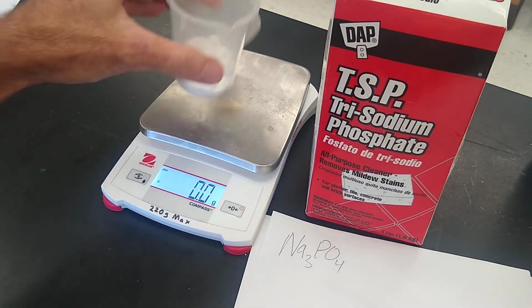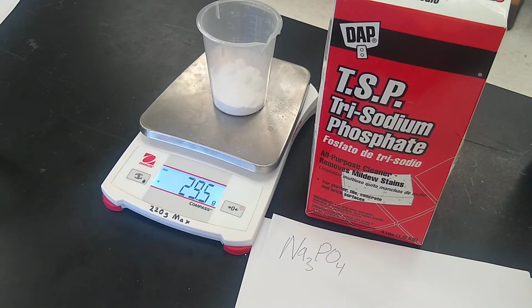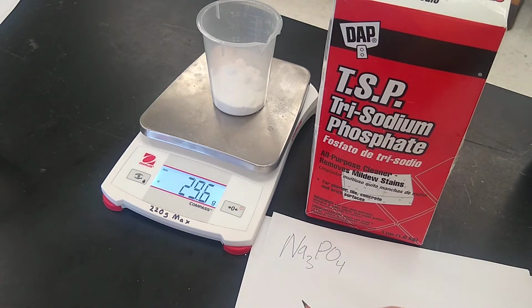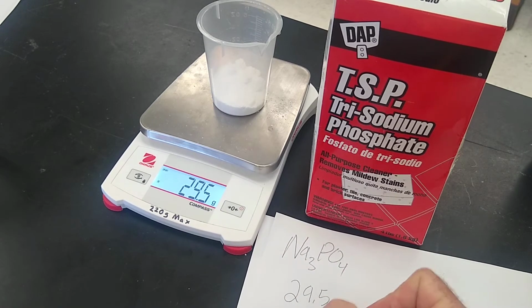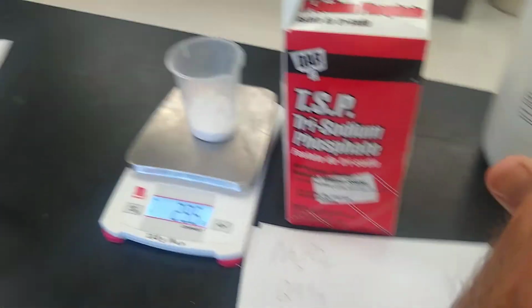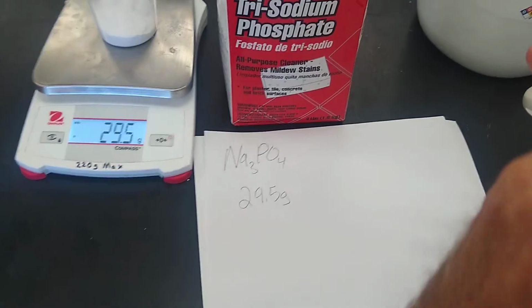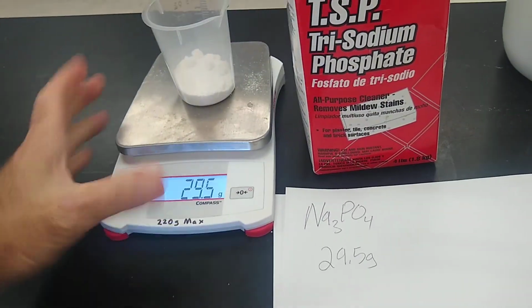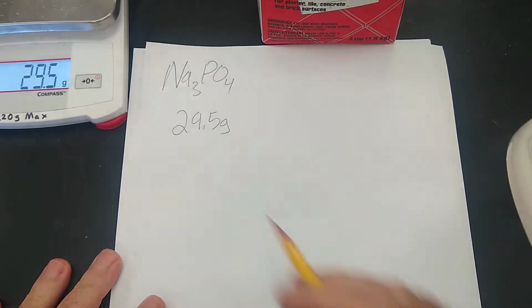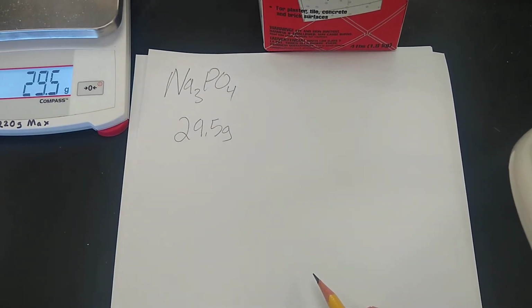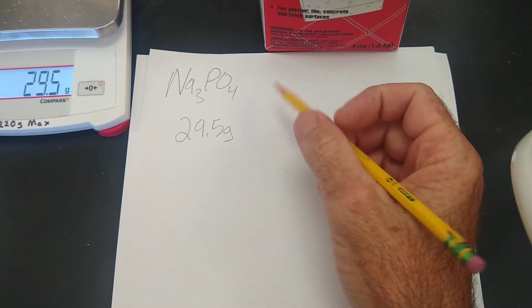Now, I'm going to put some sodium phosphate on the scale. I have 29.5 grams of sodium phosphate, all right? So now I'm going to ask you some questions about it, and I'll try to start out with easier problems. If we have 29.5 grams of sodium phosphate, then how many grams of sodium do we have? There's several ways to do this.